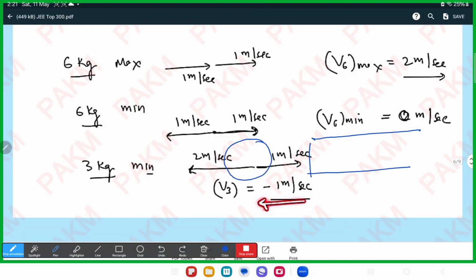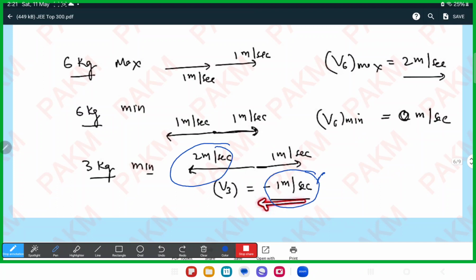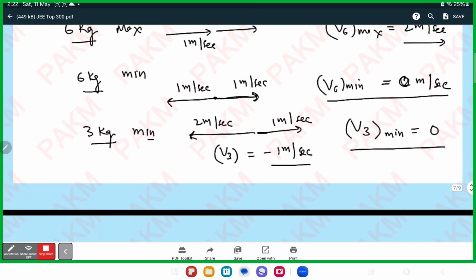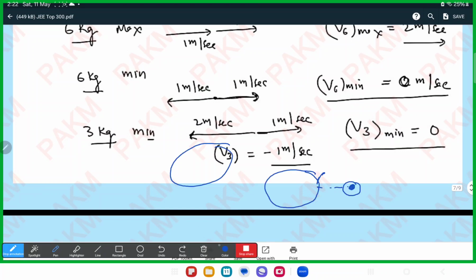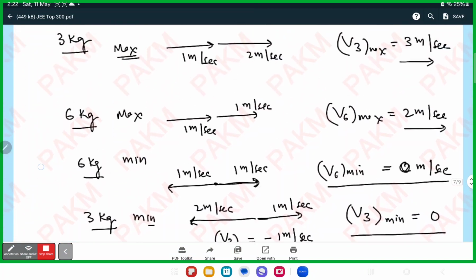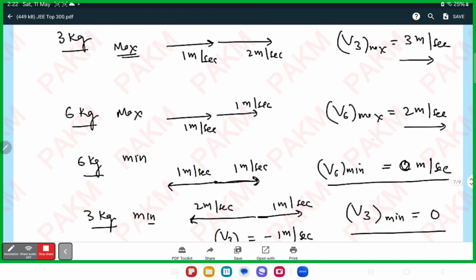But here we get an interesting result if we add it in for the 3 kg block. It will get minus 1 actually, and minus 1 means certainly it will pass through 0 as well. So for the minimum value, instead of minus 1 we will take 0, because before it reaches minus 1 it will surely attain 0 value. That's why its value will be 0 with respect to the ground. So these are the maximum velocities and minimum velocity in the ground frame.